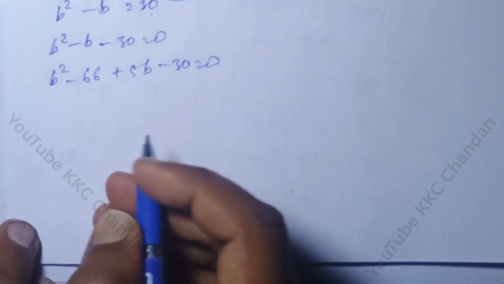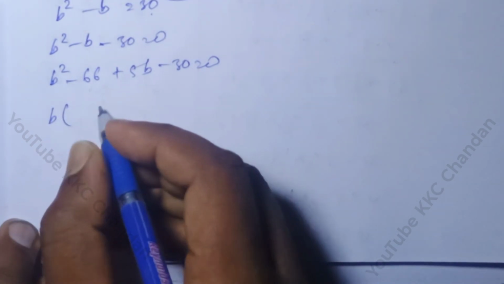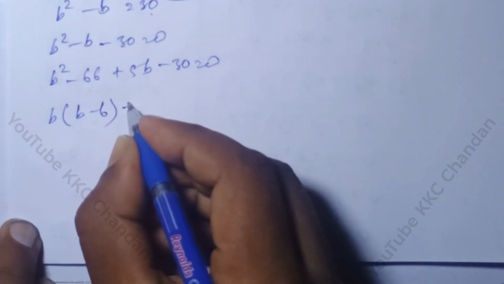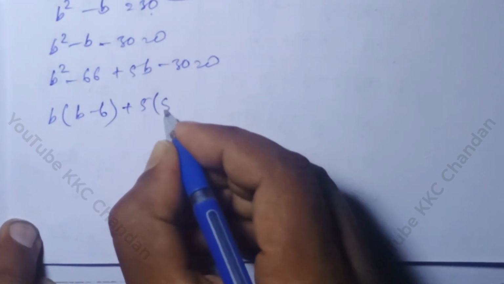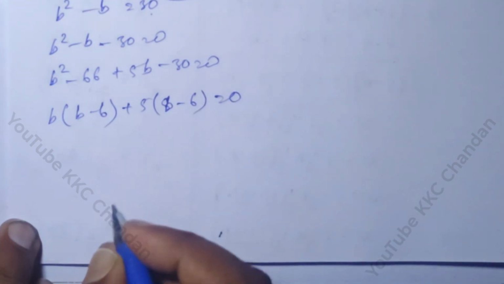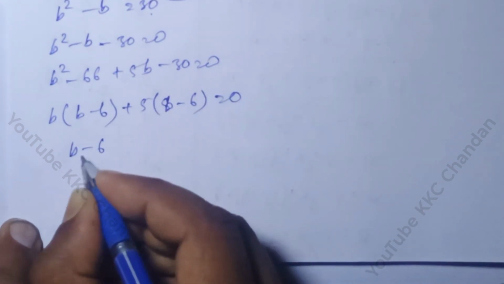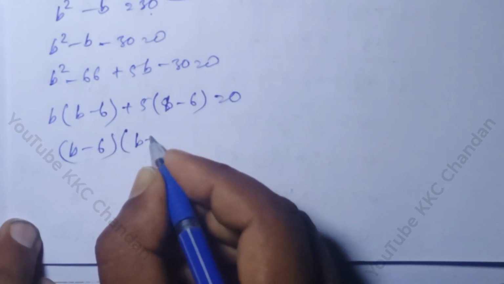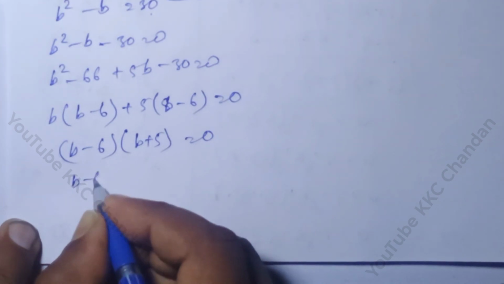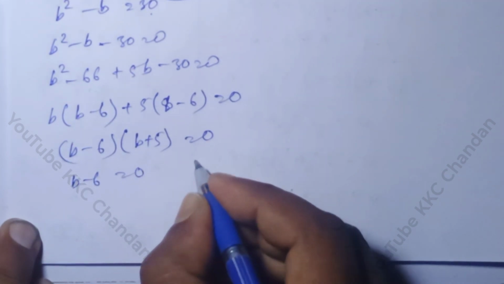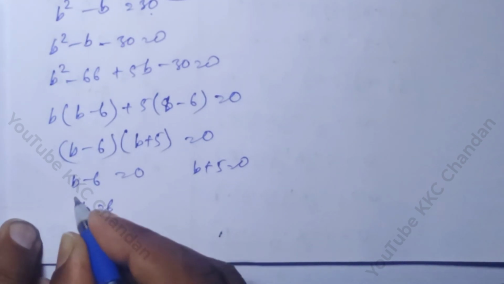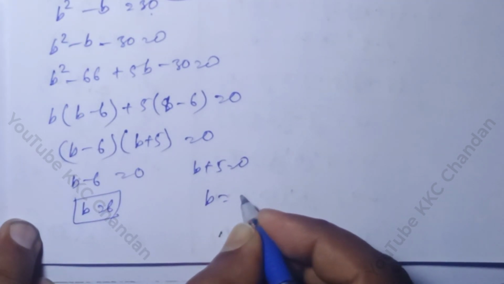Take common: b into (b minus 6) plus 5 into (b minus 6) is equal to 0. So (b minus 6) into (b plus 5) is equal to 0. Here b minus 6 is equal to 0 and b plus 5 is equal to 0. Therefore b is equal to 6, and b is equal to minus 5.